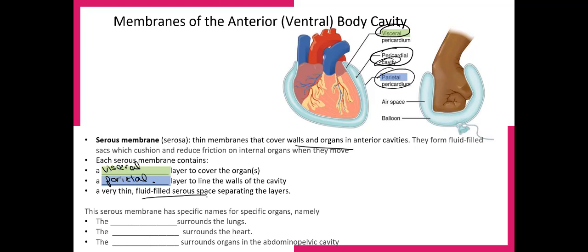Serous membranes that cover different organs have different names. So for example, the serous membrane that covers the lungs is called the pleura. The one that covers the heart is called the pericardium, as we saw in this slide. And the one that covers the organs in the abdominal pelvic cavity is called the peritoneum.